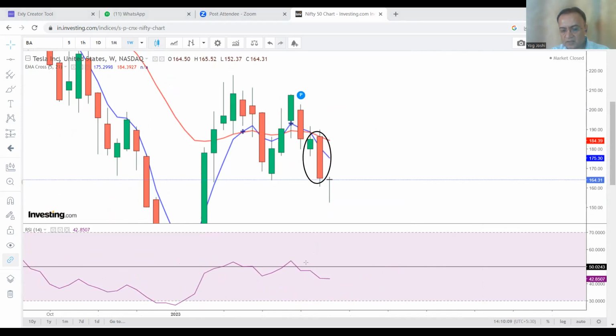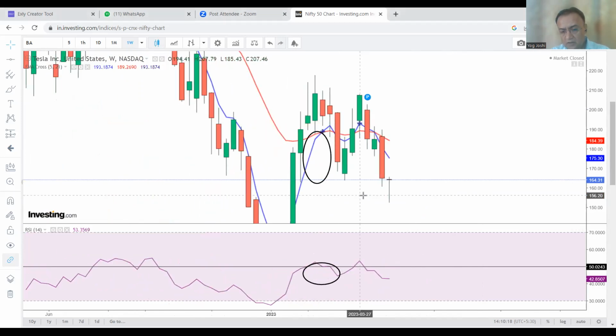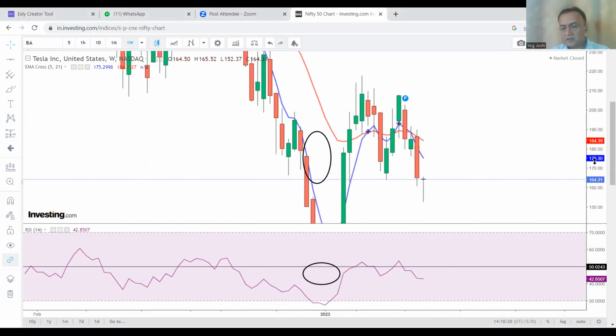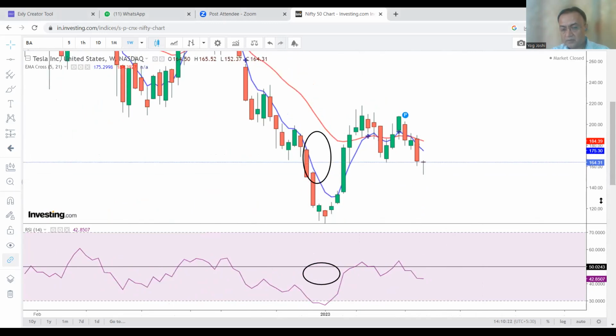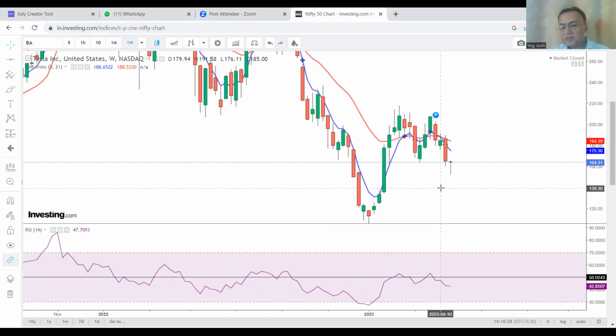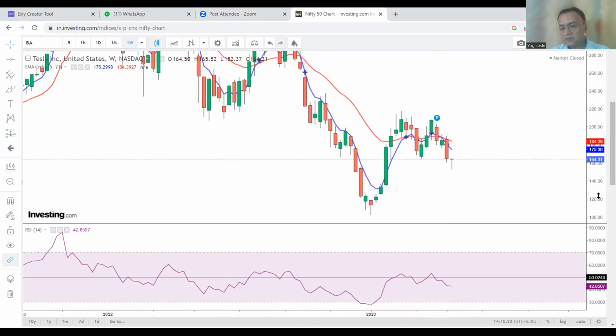But RSI is also particularly below the 50 line, so it is also indicating a negative sign. We are not saying that Tesla is a bad company or anything, but the chart, the price of Tesla, is currently indicating a bearish or downfall scenario.